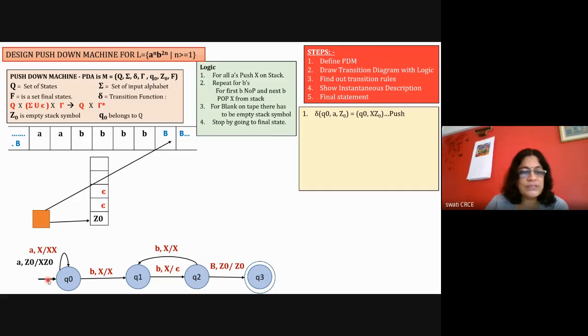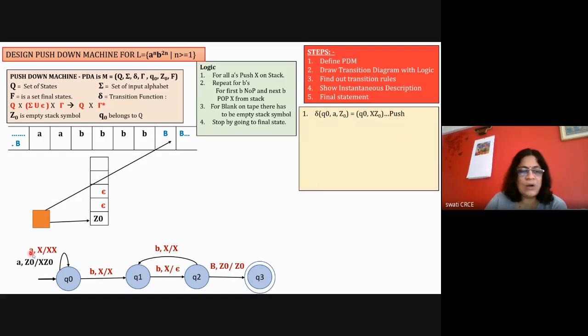So my first rule is that delta, delta is a transition function. Q0 is the current state, A comma Z0. So for this A comma Z0 is equal to, the state is remaining the same because here there is a loop. So the next state is Q0 only, Q0, and the stack operation is XZ0. So write down that XZ0 as a push operation. So this is the first transition.